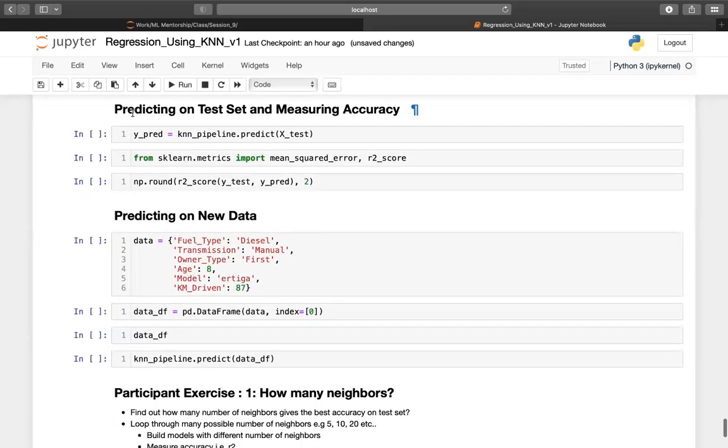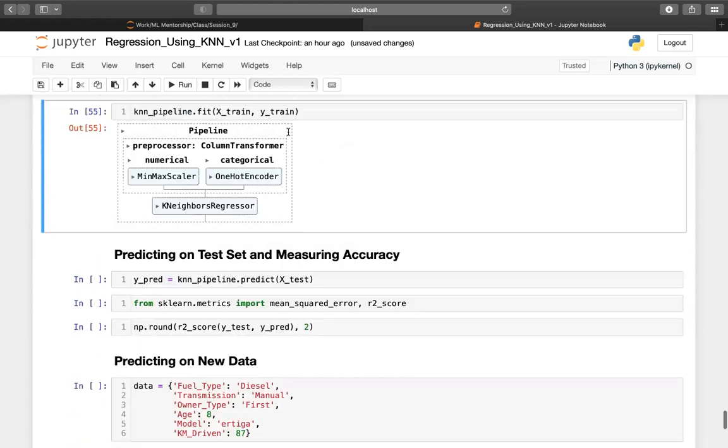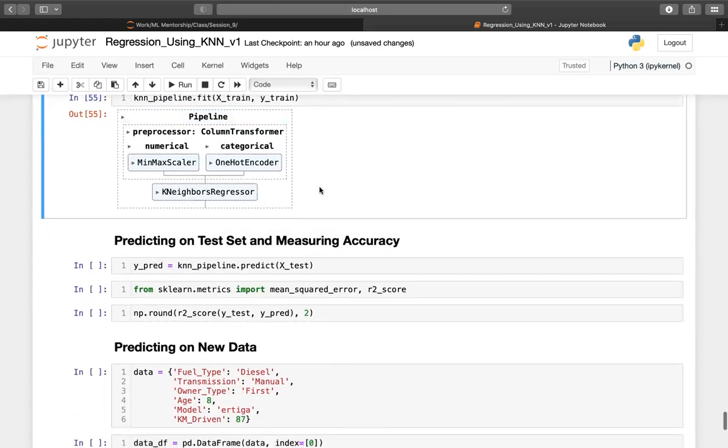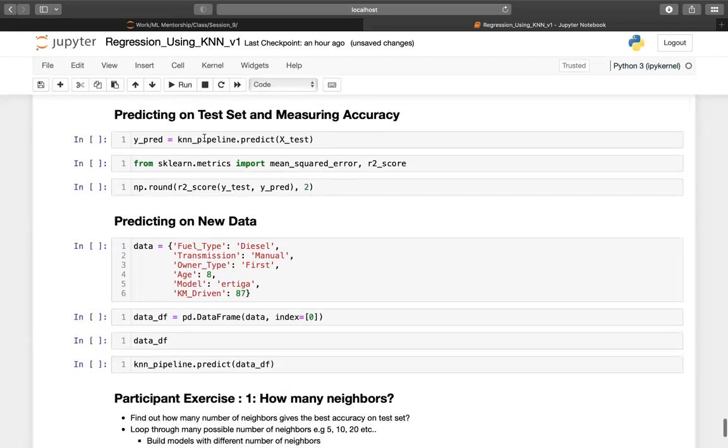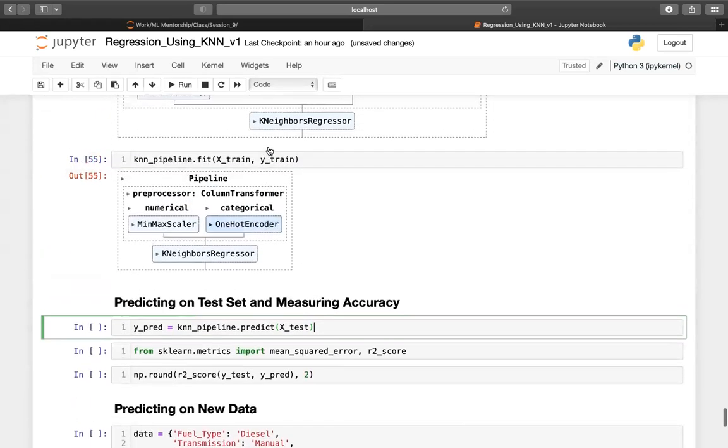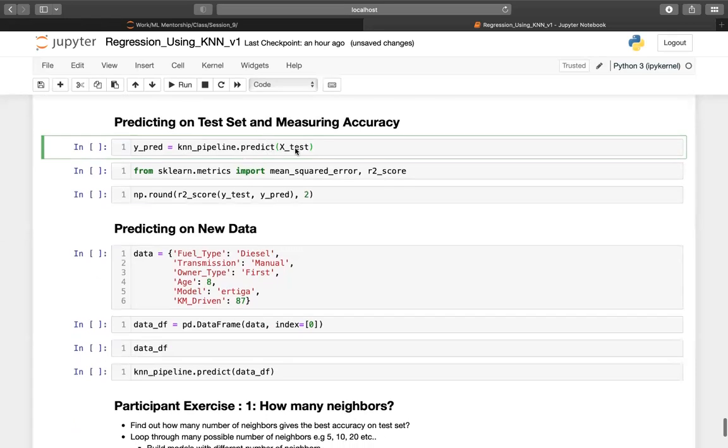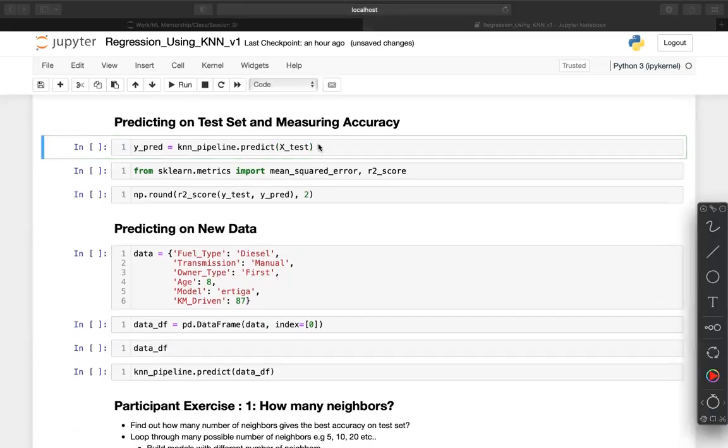And how do we now predict on the test set to see how the model is doing? We'll say KNN pipeline predict on X test. Now X test will also go through the same process of preprocessing and applying the model, but in this case it will not call fit, but will automatically find the neighbors for each of the test cases. For example, the first test case, X test 0, is going to find neighbors. Which neighbors are available in the training set? And how many neighbors? 5 neighbors, because that's what we have set in the model.